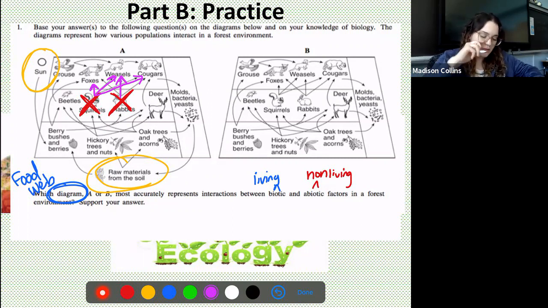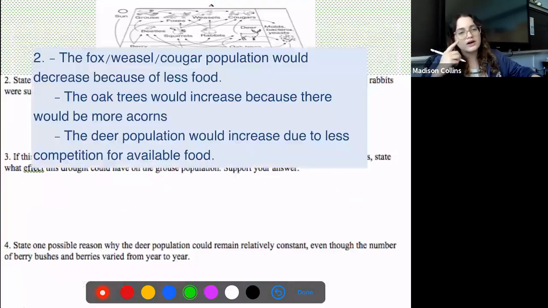Well, let's also look at what happens to these producer populations as well. So squirrels eat these hickory trees and nuts. Rabbits eat the berry bushes and berries. Squirrels also eat these oak trees and acorns. So if suddenly the squirrels and rabbits disappear from this ecosystem, what's going to happen? What do we think? Well, you could have taken several different options here, kind of a choose your own adventure, if you will. So you could have mentioned the fox and weasel and cougar populations, right?